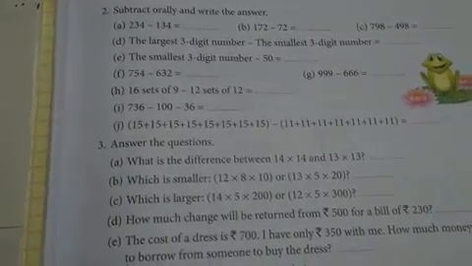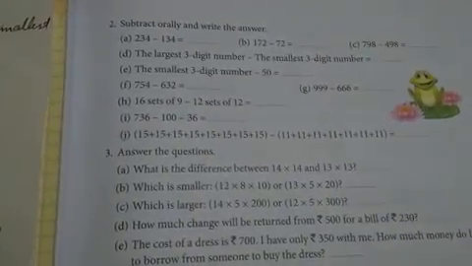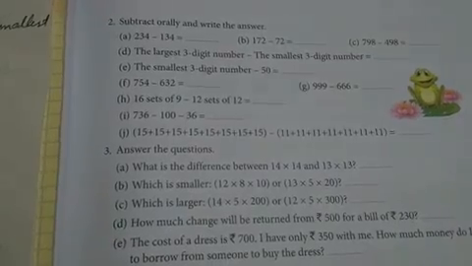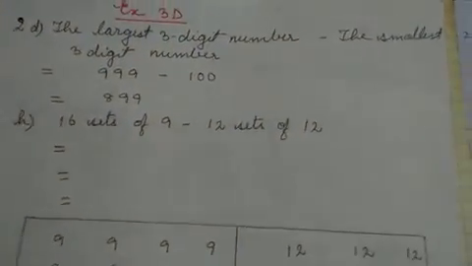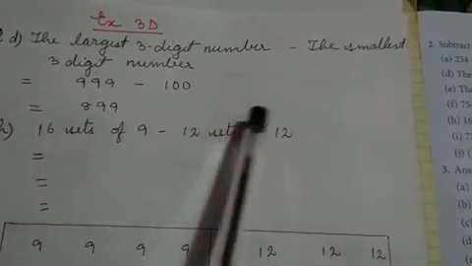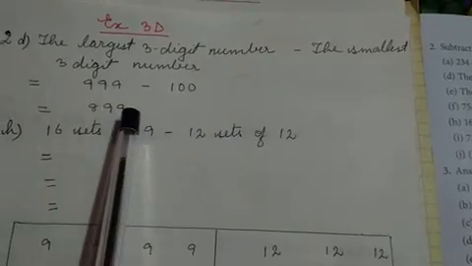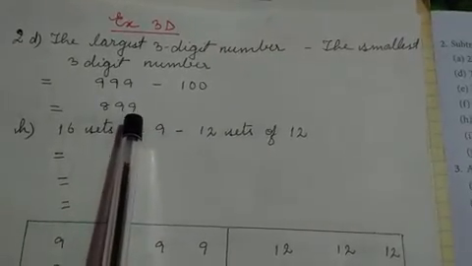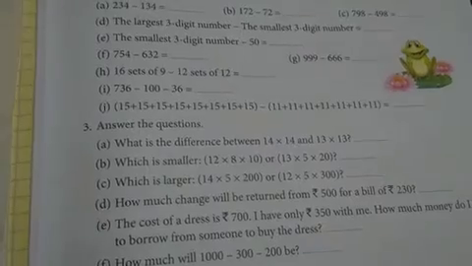Now question number D is here. The largest 3-digit number minus the smallest 3-digit number. This is also simple. I have shown it here. The largest 3-digit number is 999 and the smallest 3-digit number is 100, and we need to subtract it. We just have to be careful. Now the questions E and F I think you'll be able to do.